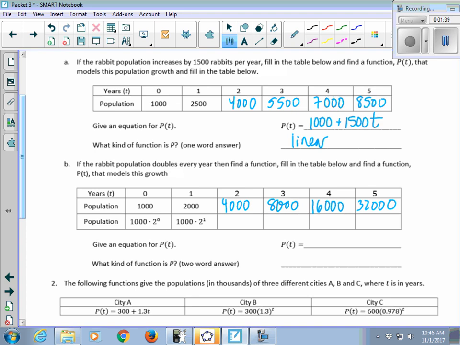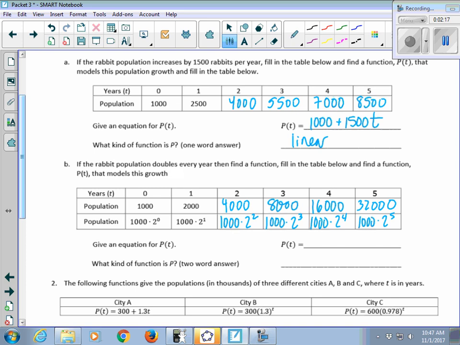And then a little way of rewriting these numbers, 1,000 is actually 1,000 times 2 to the 0, because anything to the 0 is 1. So that actually says 1,000 times 1. 2,000 could be rewritten as 1,000 times 2 to the first. 4,000 could be written as 1,000 times 2 squared. 8,000 could be rewritten as 1,000 times 2 cubed, because 2 cubed is 8. 16,000 is 1,000 times 2 to the 4th, and 32,000 is 1,000 times 2 to the 5th.